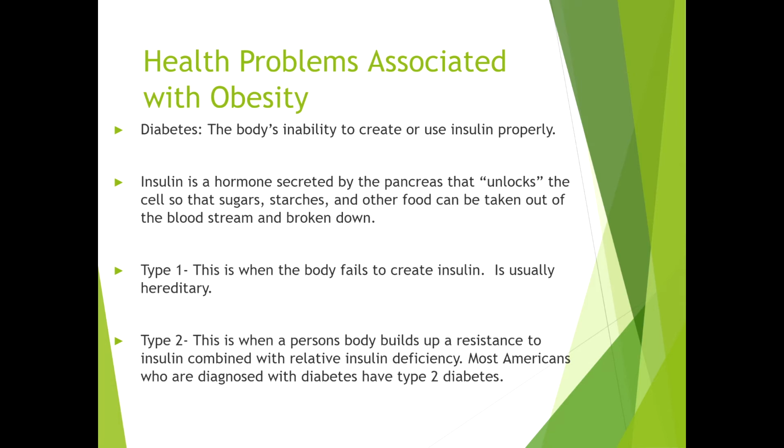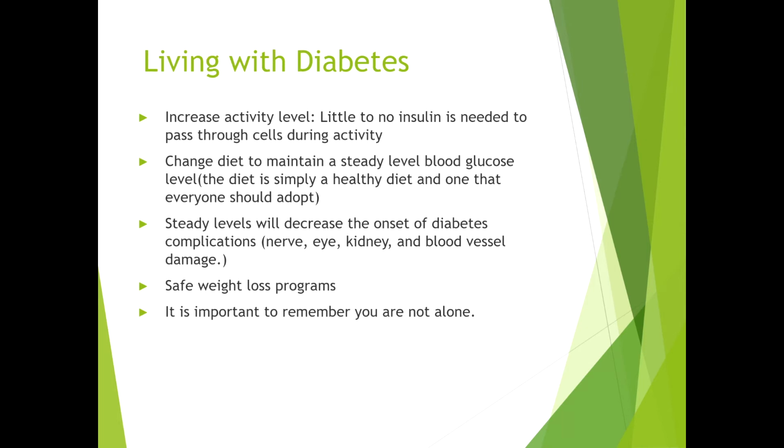You can drastically decrease your chance of getting type 2 diabetes by just being active and maintaining a healthy diet. Living with diabetes, increasing your activity level is big. Little to no insulin is needed to pass the sugars through the cell for storage. When you are active, your body views physical activity as a stress. Your body always wants to keep homeostasis. Activity level is going to help you and allow you to maintain your sugar levels inside of your blood.